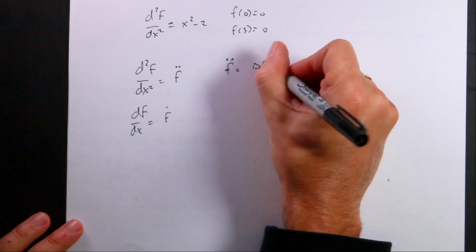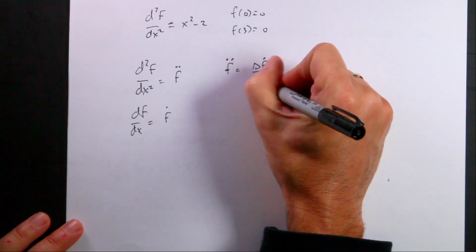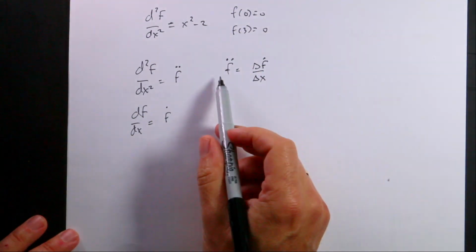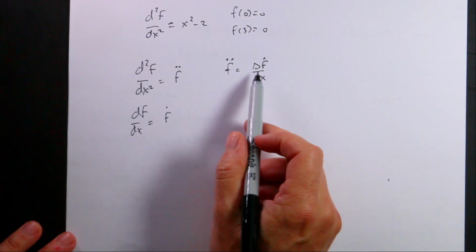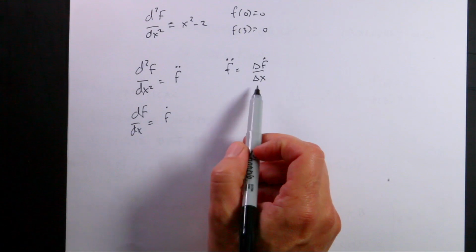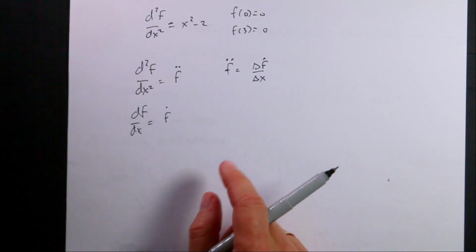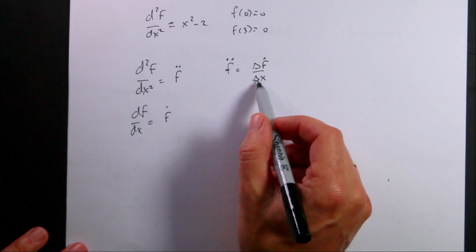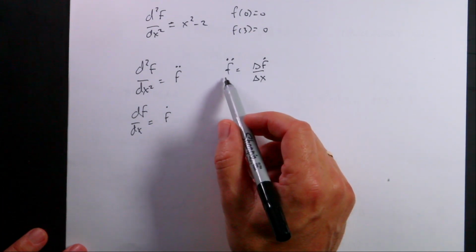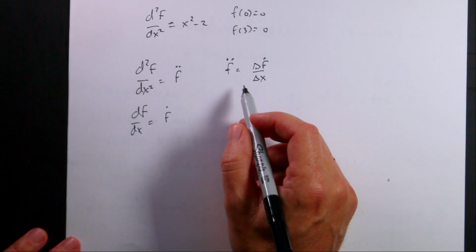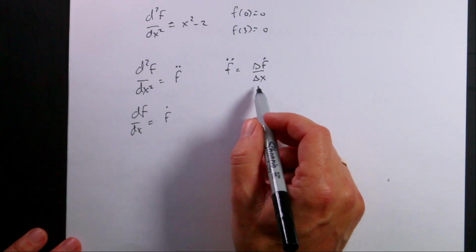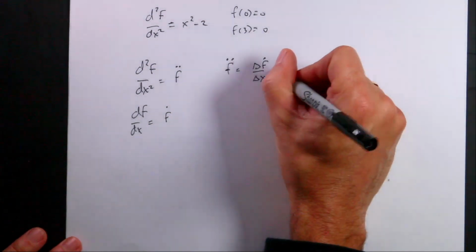Delta f dot over delta x. So the second derivative of f is equal to the change in the first derivative with respect to x, and this is not true because I have chosen a finite delta x. This would give me actually the average f, right?